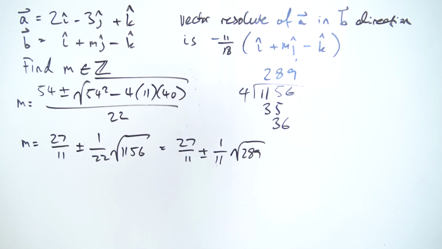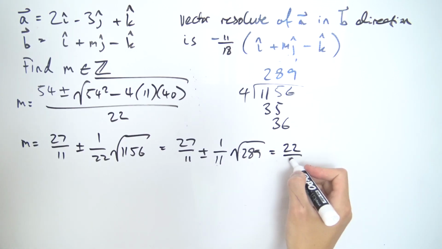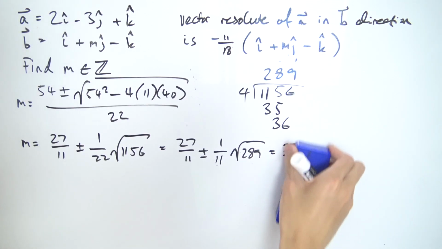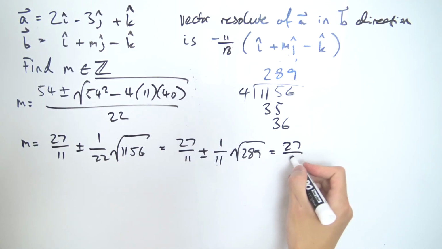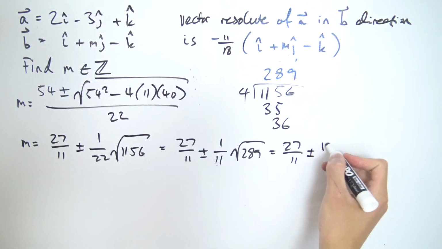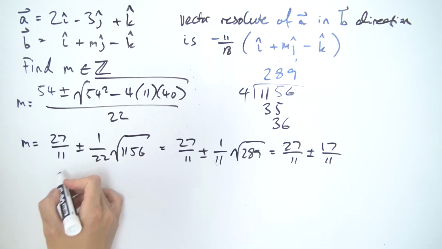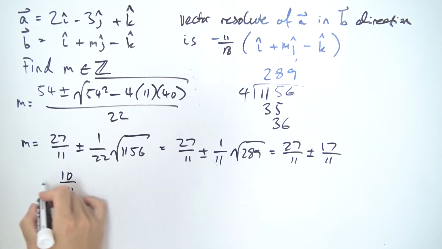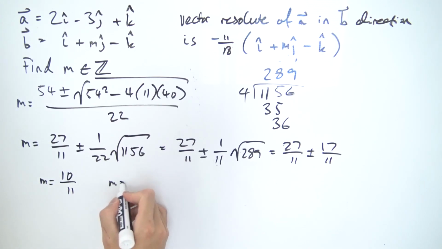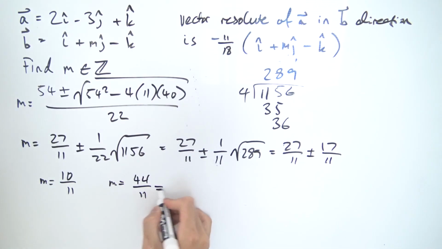This took a little bit of thinking, but this square root of 289 is 17. So we have 27 over 11 plus or minus 17 over 11. If you take the negative case, 27 minus 17, that's 10 over 11. So m is either equal to this, or m is equal to 27 plus 17, that's 44 over 11, which is 4.